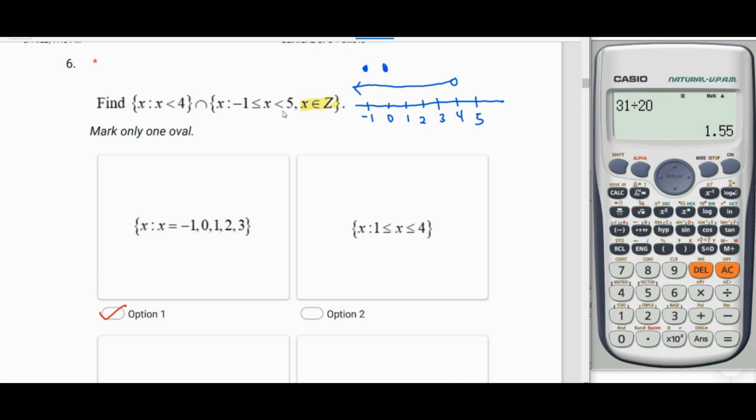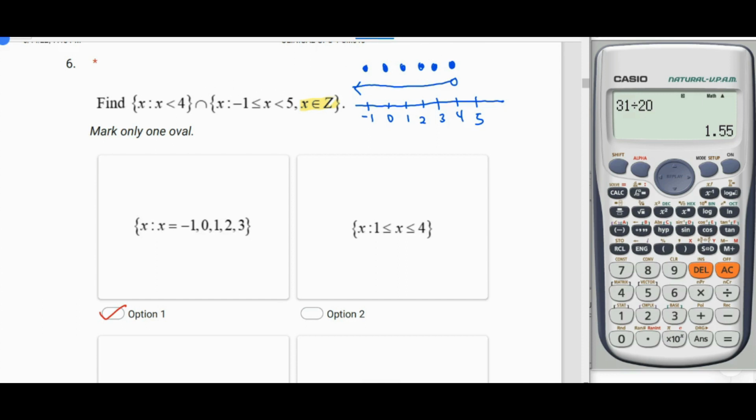So 0, 1, 2, 3, 4, until 5. But 5 is not included. So this number 5 is not included. So this will be our interval -1 until 5, where this number all are integers. So nombor bulat itu saja, tak ada terlibat nombor decimal dia.